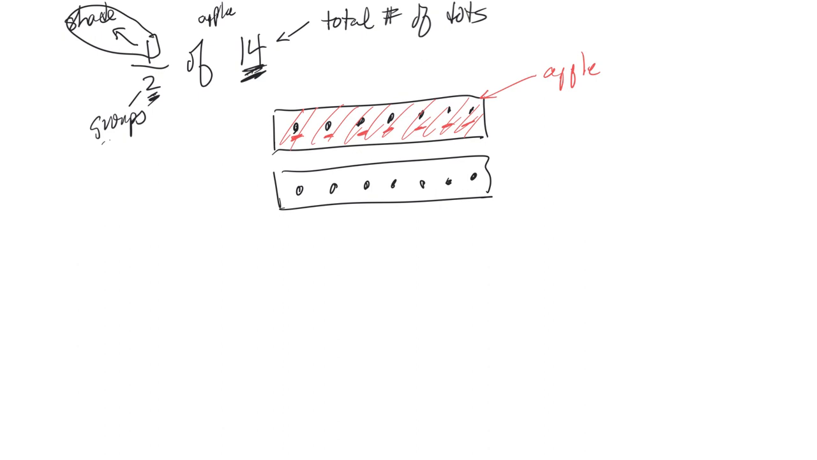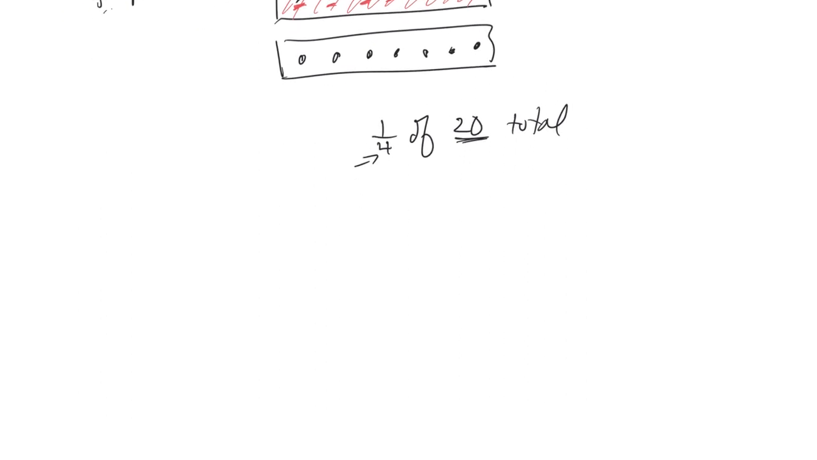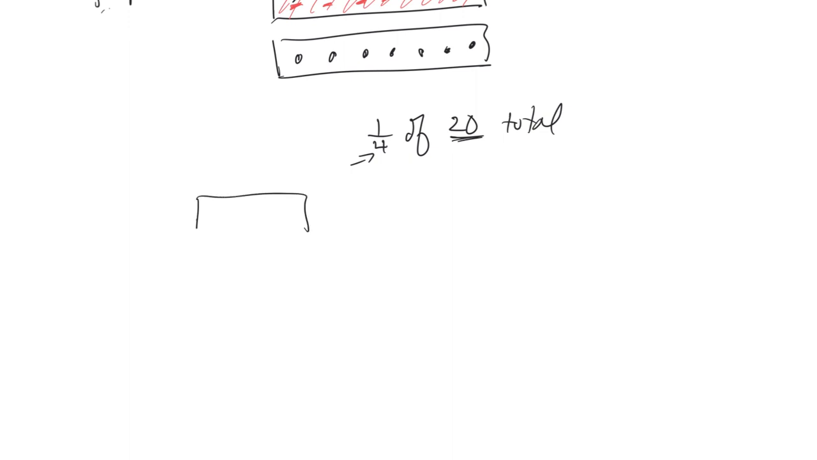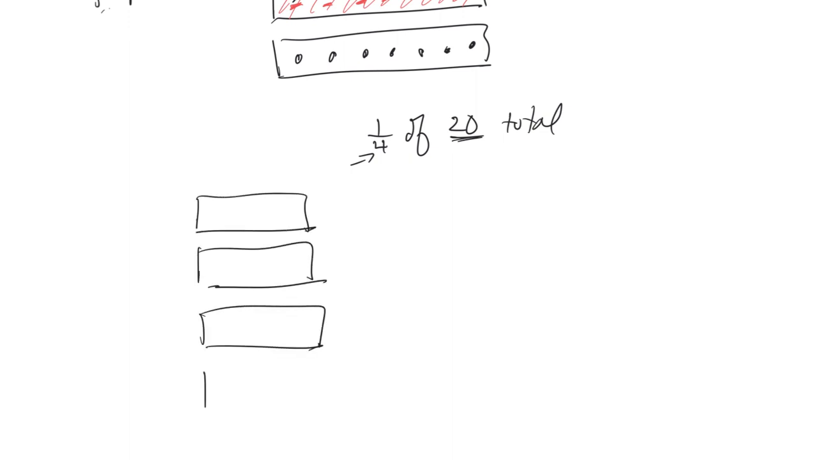Let's try another one. So say I want to do 1/4 of 20. Okay, so the 20 stands for the total number of objects. The 4 tells me how many groups. So let's make 4 groups. So here's one group, here's another group, there's my 4 groups. Now I have to split this 20 dots evenly amongst all of those groups.